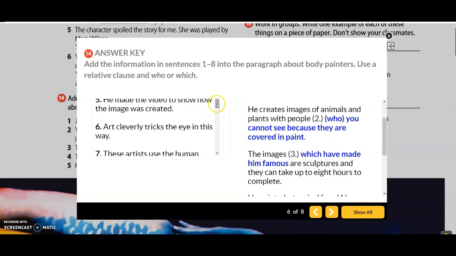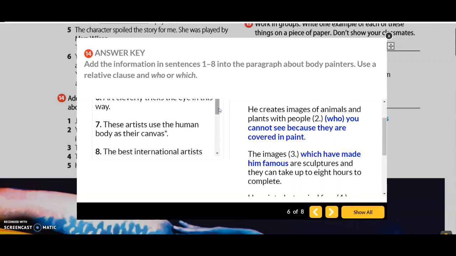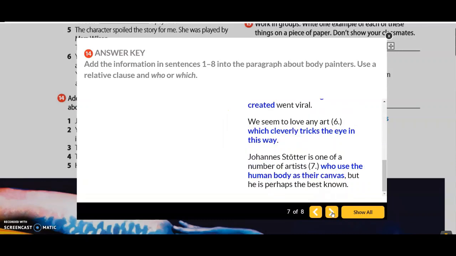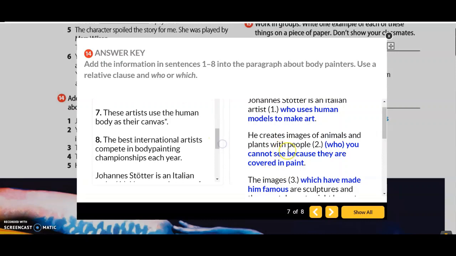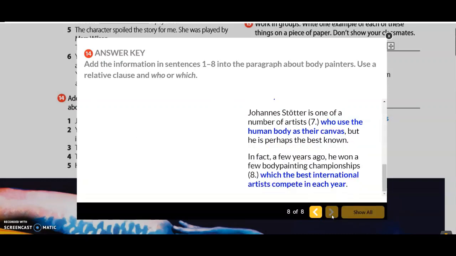Number 6. These artists use the human body as their canvas. Johann Storter is one of a number of artists who use the human body as their canvas, but he is perhaps the best known. Number 8. The best international artists compete in a body painting championship each year. And the correct answer would be, which the best international artists compete in each year. In fact, a few years ago, he won a few body painting championships.